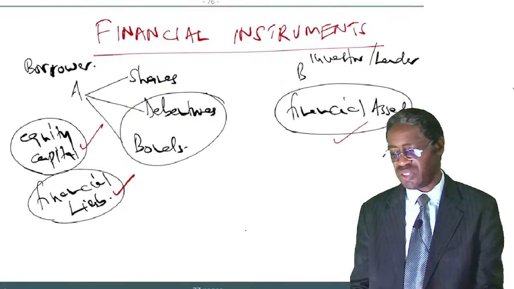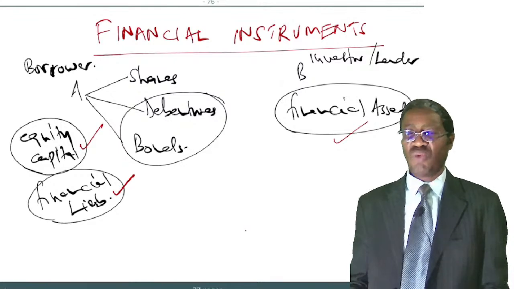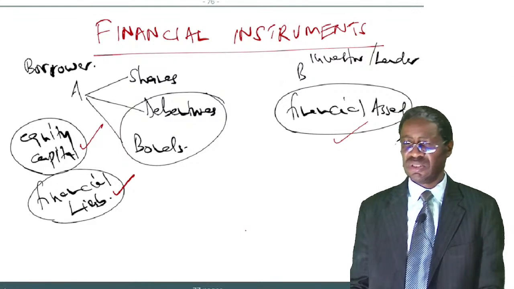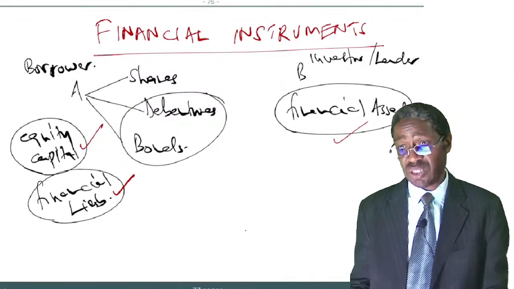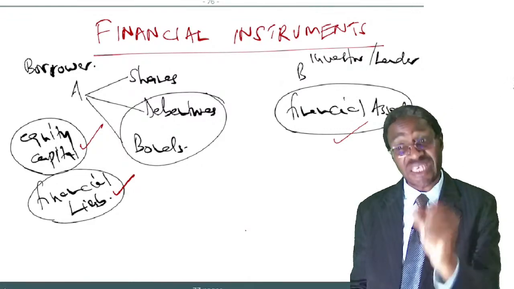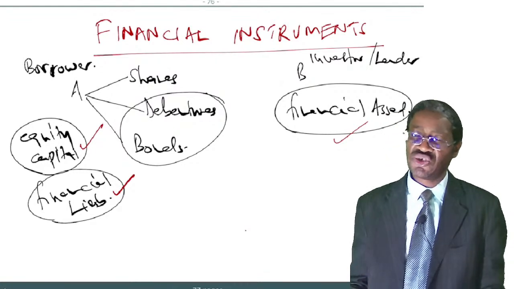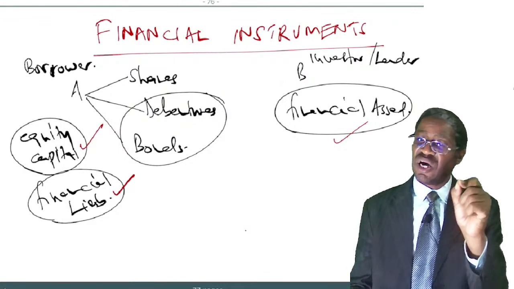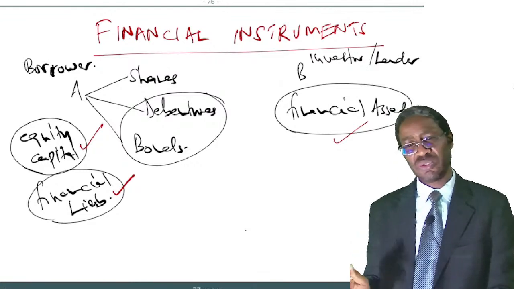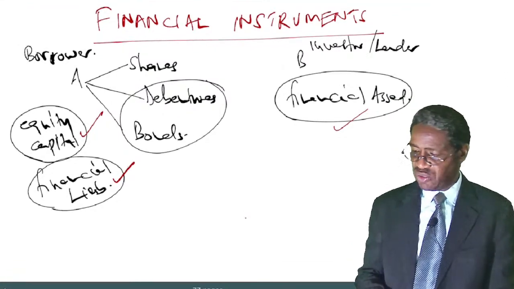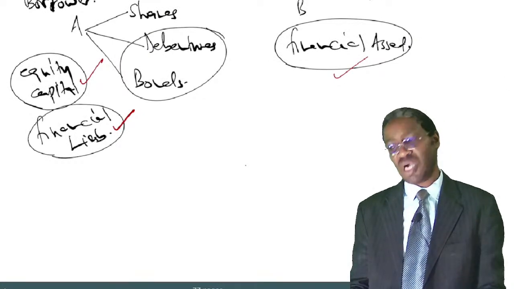While to the borrowers, a financial instrument creates either a financial liability or equity capital. It creates either financial liability or equity capital. Good.